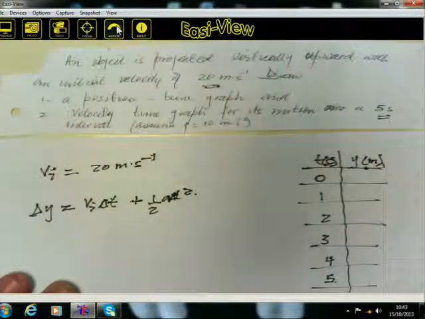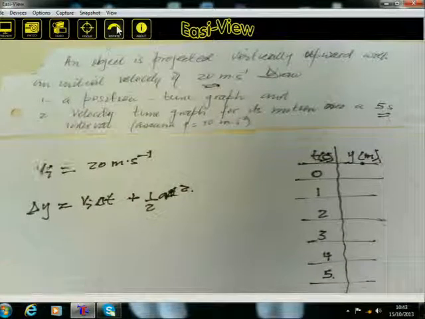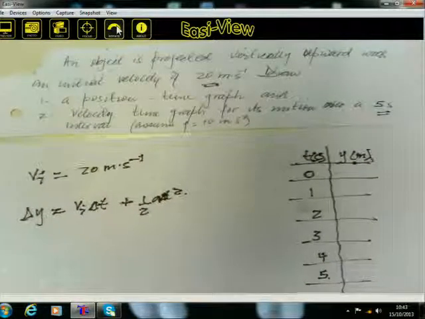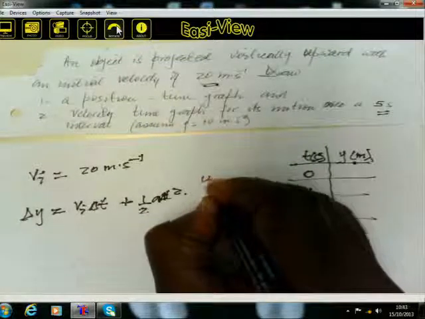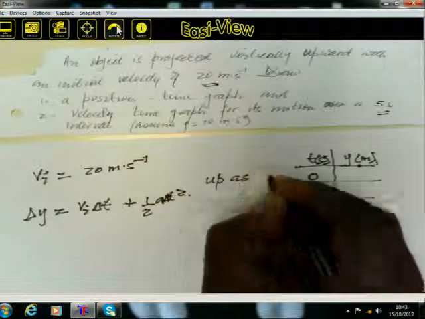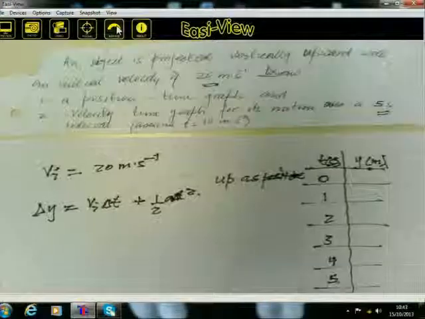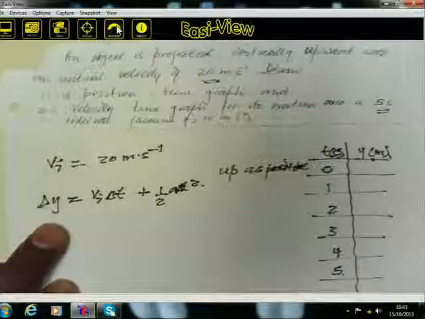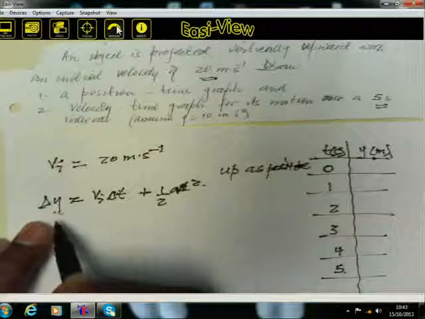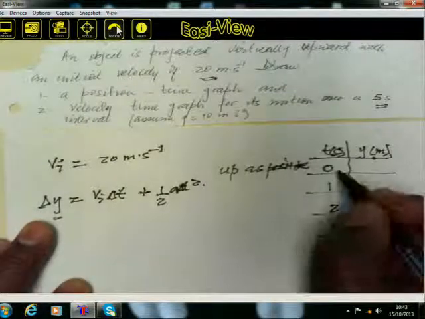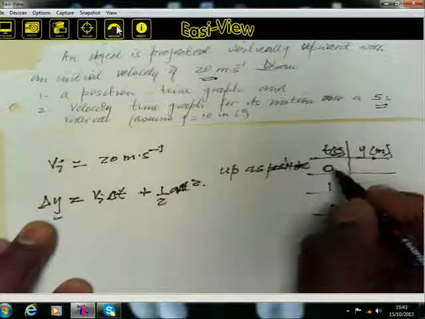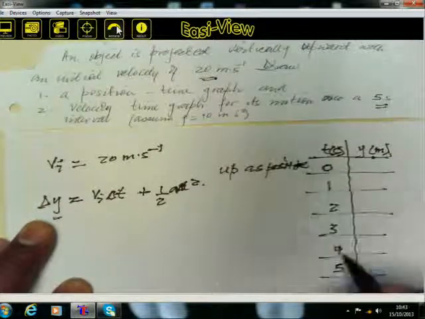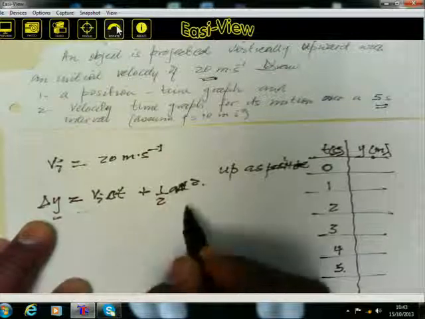Now we will, for this particular situation, take our direction as positive. Let's say up as positive. So we take the direction up as positive. Now here we are saying we want to find the position of the object y after 0 seconds. So what we will do is complete this table, so we will substitute the values that we have of time in the equation here.